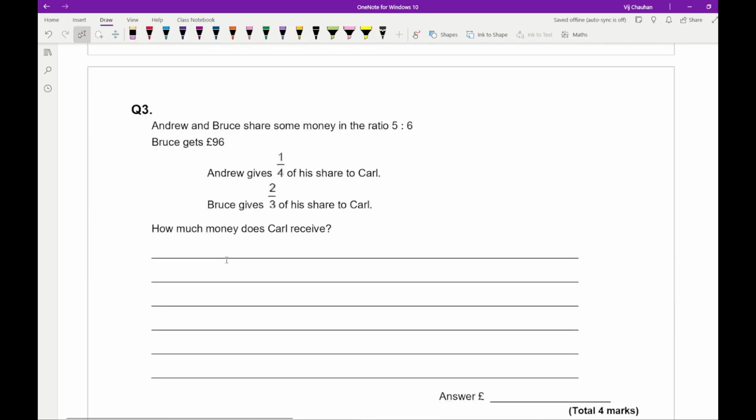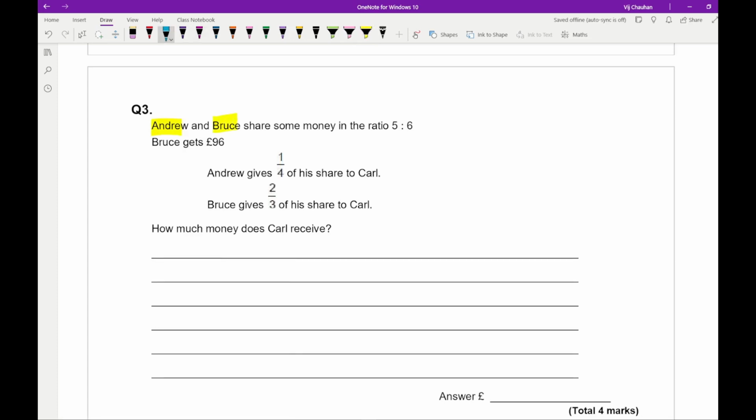Moving on to question 3, it says that Andrew and Bruce share money in the ratio of 5 to 6. Bruce gets £96. Andrew gives a quarter of his share to Carl. Bruce gives 2/3 of his share to Carl. How much money does Carl receive? So for this, what we need to do first is analyse how much each person has, in terms of Andrew and Bruce, how much they both have.